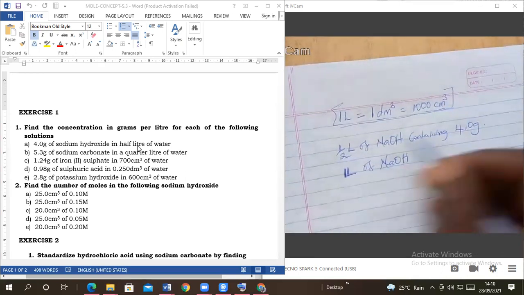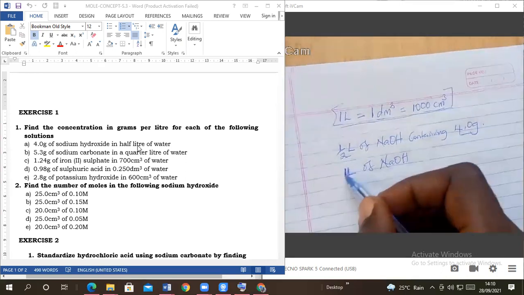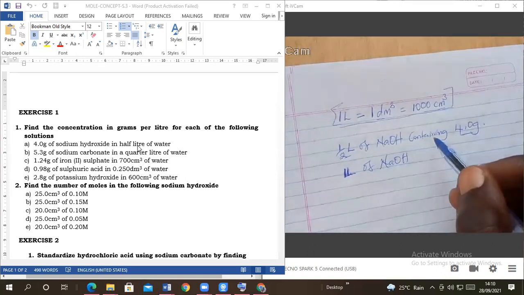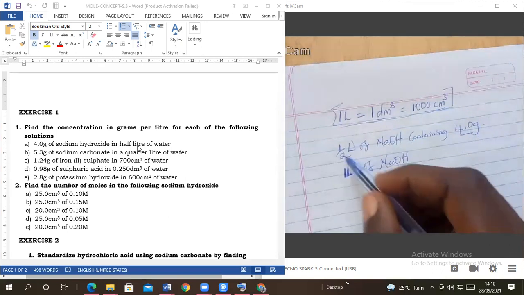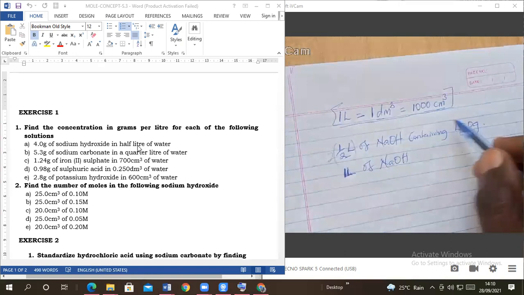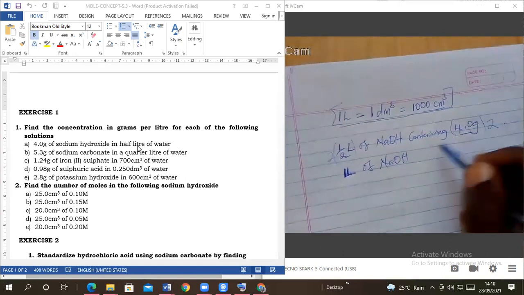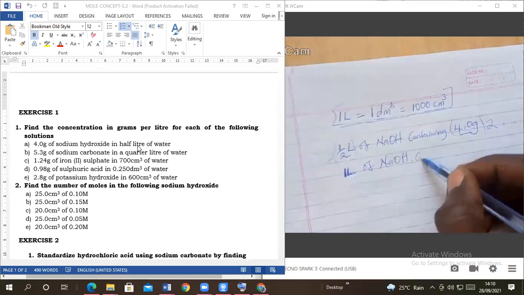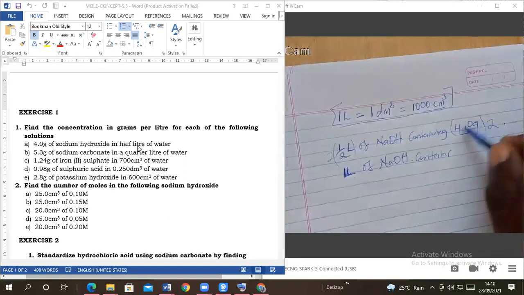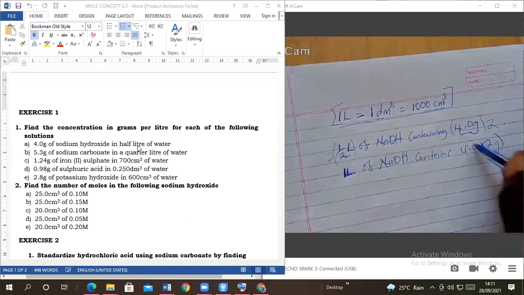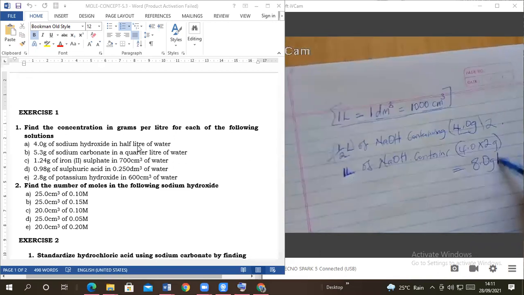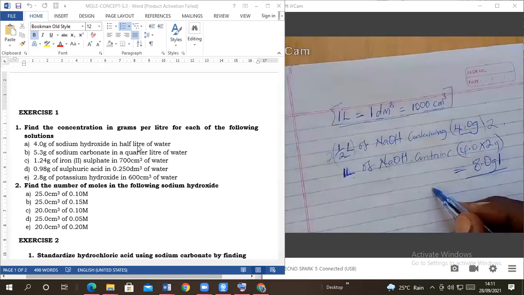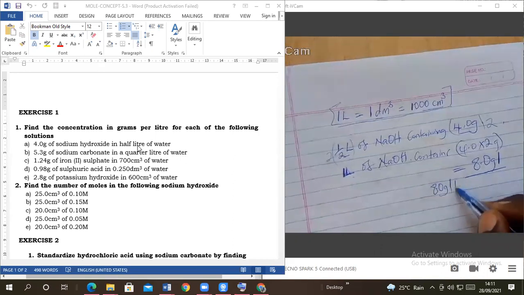Now, if this is a half having 4, what do you do to make this a liter? You multiply by 2, isn't it? Times 2, then this side also times 2. That is the answer. 1 liter of sodium hydroxide contains 4.0 times 2 grams, which is 8.0 grams. So to write it safely, it is 8.0 grams per liter.